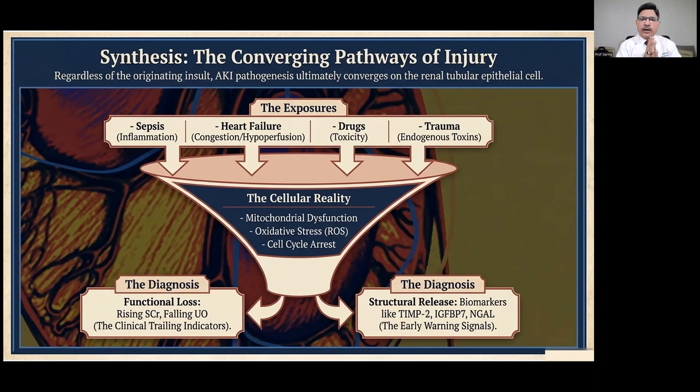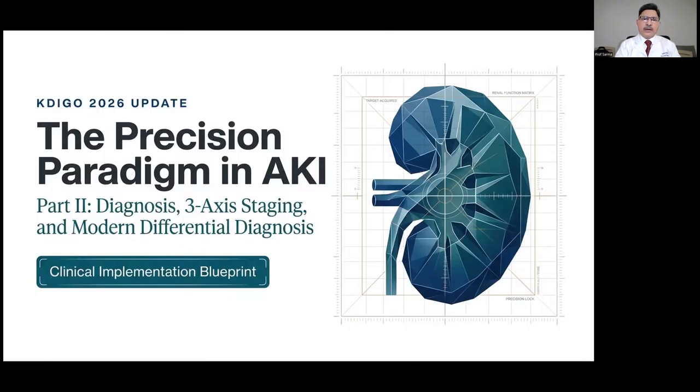How do I diagnose it? Diagnosis by functional loss, serum creatinine, and falling urine output takes time, 48 hours to develop. Whereas if you use biomarkers like TIMP2, IGFBP7, NGAL, they are early warning signals. Now you got it, how you have to go about it. Diagnosis is by the functional loss and structural loss. How do I identify structural loss? By the biomarker.